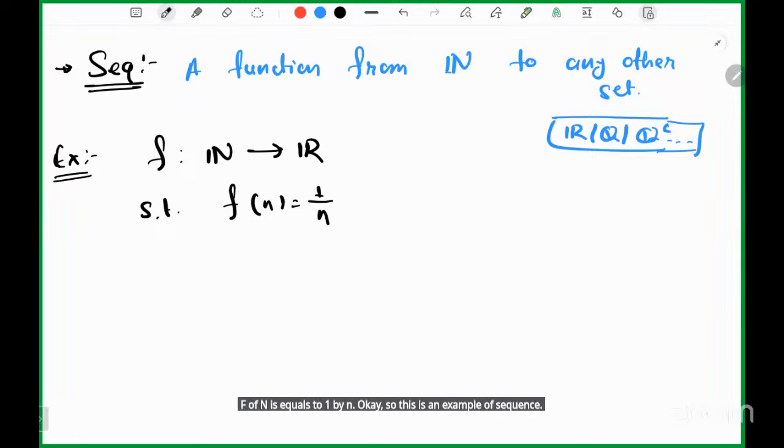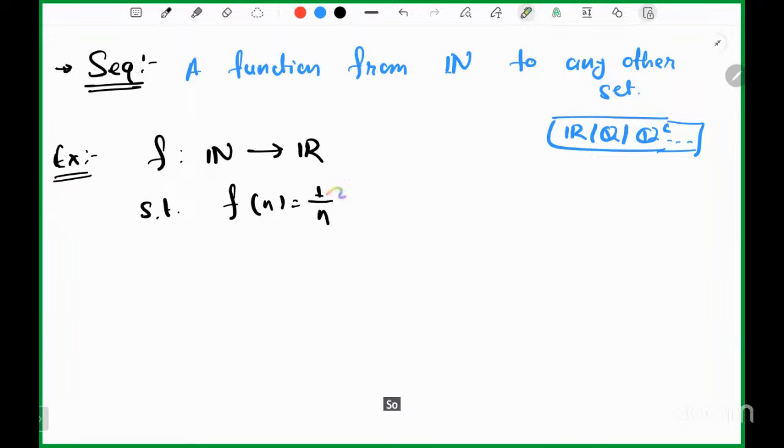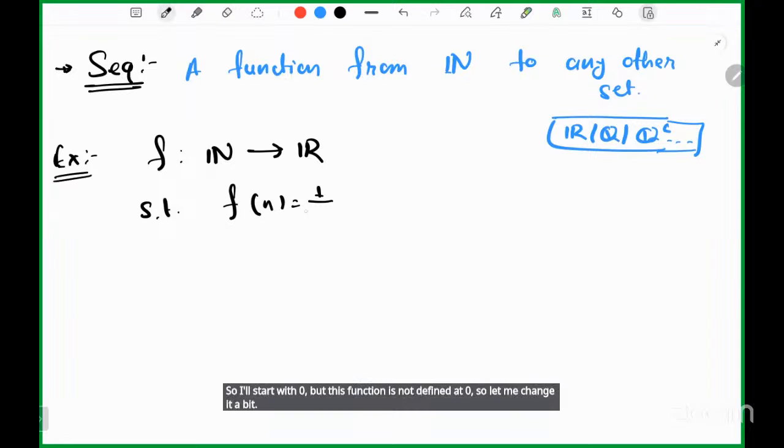Now here we have the domain to be the set of natural numbers, right? And we know that natural numbers can be written down in a very nice way. Since in our course we are treating 0 as a natural number, I'll start with 0, but this function is not defined at 0. So let me change it a bit. Suppose this is defined like f(n) = 1/(n+1).